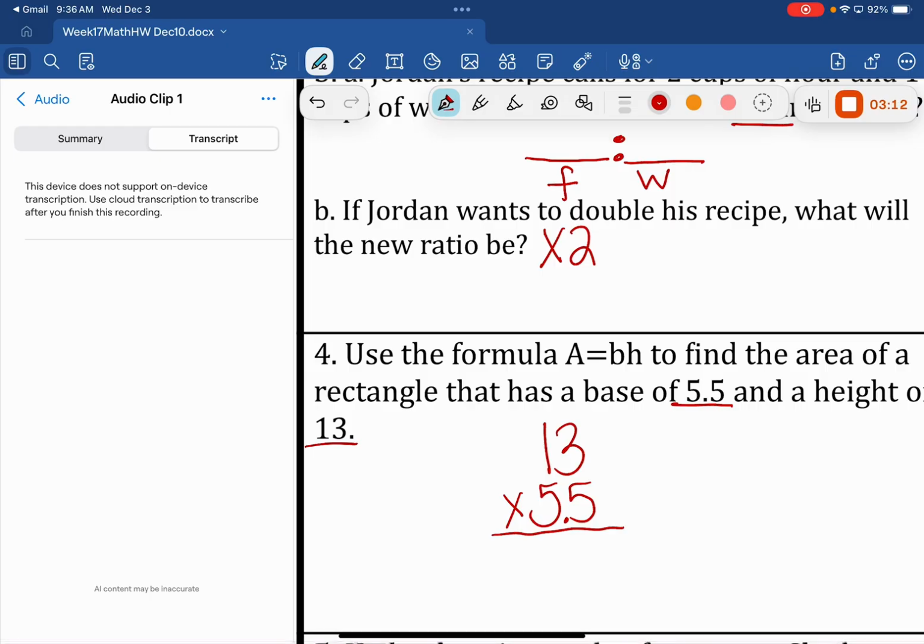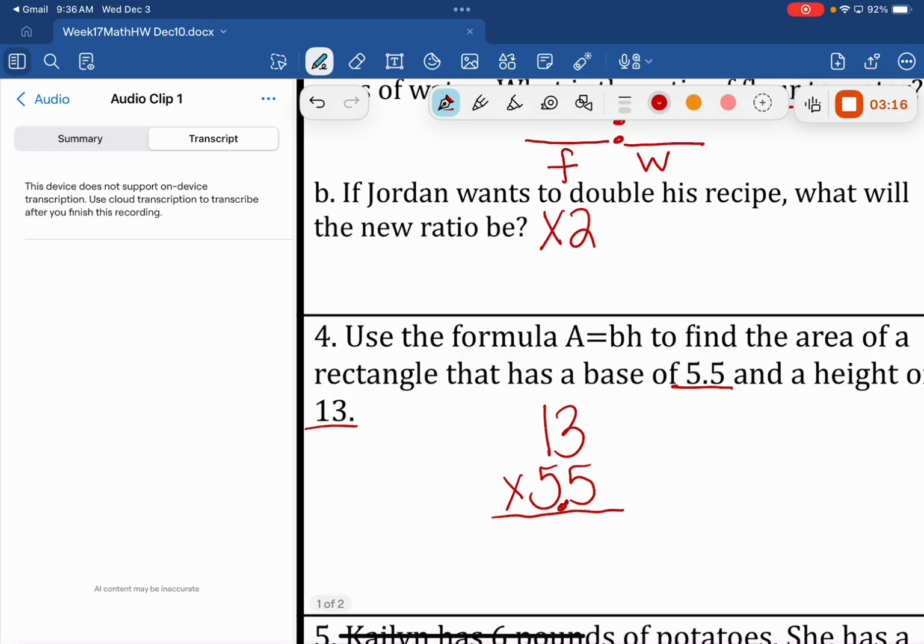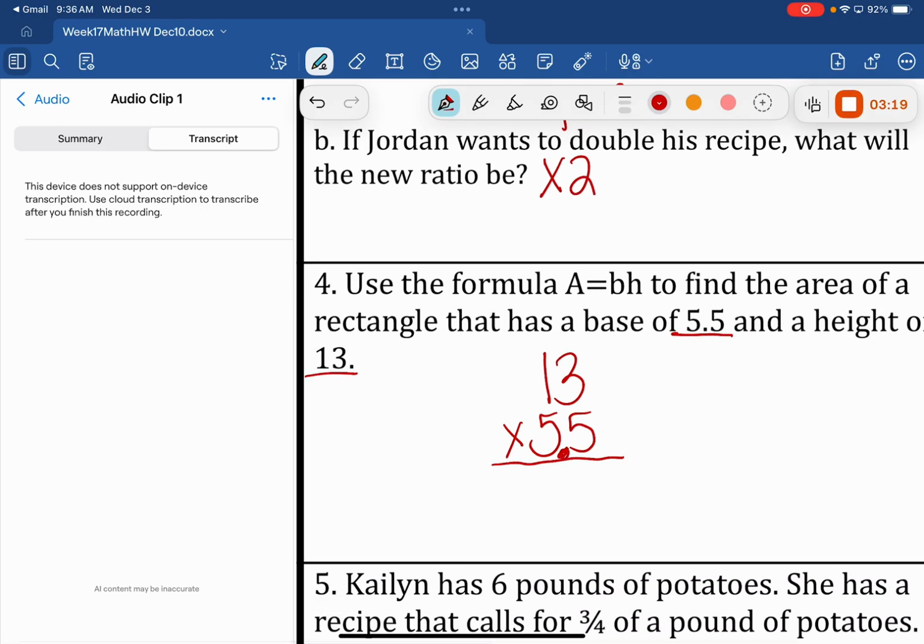Yes? Does it matter which one's on top? No. You can do either one on top. Okay. Because they have the same amount of digits.